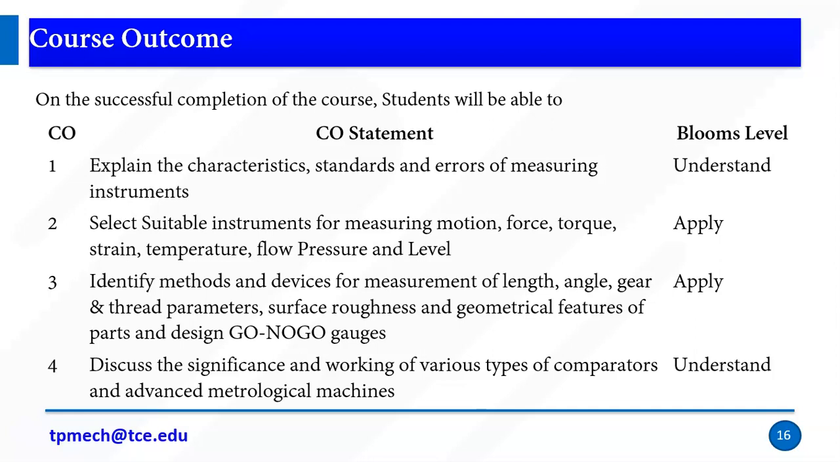The second one is the measurement part: select a suitable instrument for measuring motion, force, torque, strain, temperature, flow, pressure and level. This all comes with the measurement part. If you want to measure force or torque, or strain, you know that is the change or variation in length. Then temperature, which is change in temperature, flow, pressure and level, all come with the measurement part.